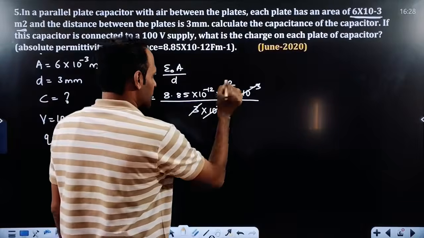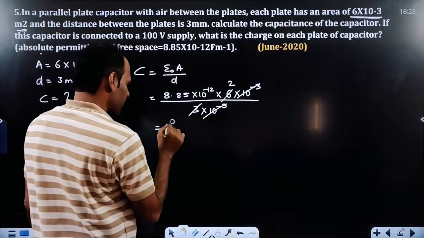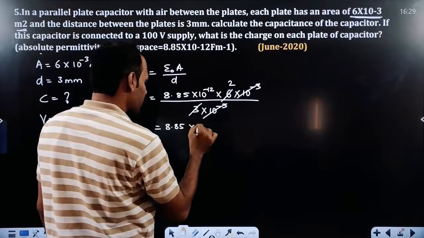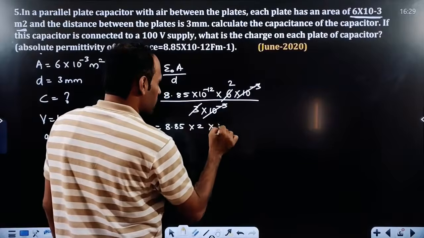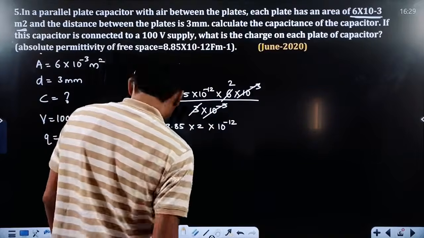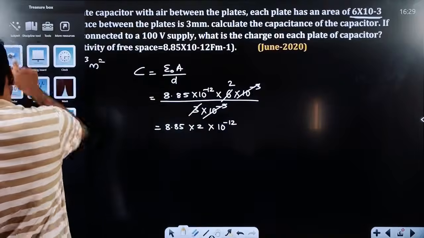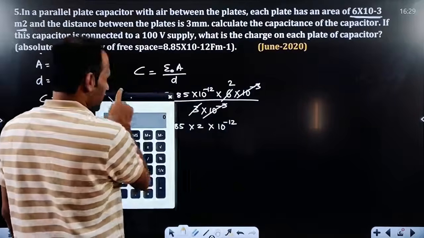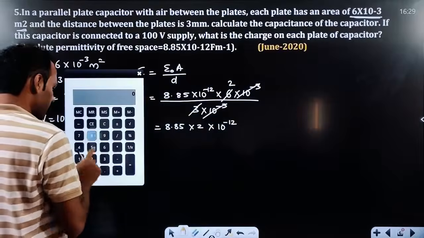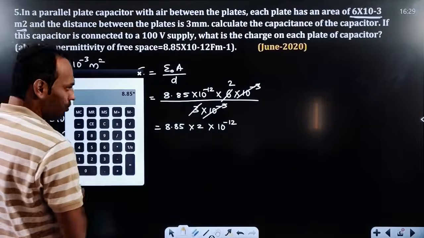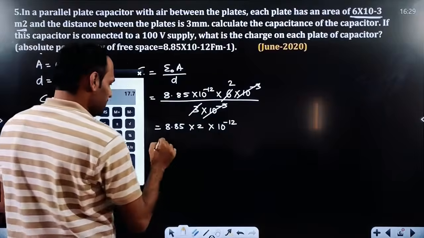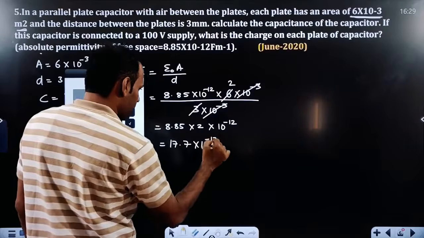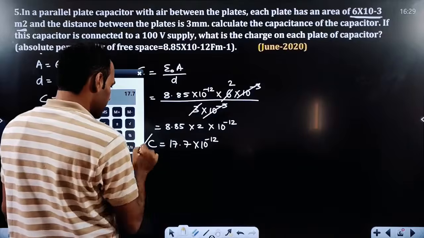3 ones are 3, 3 twos are 6. Right? So we will get 8.85, they have given only this, into 2 into 10 to the power minus 12. So we have to multiply this now. Let us multiply. 8.85 into 2 will be 17.7 into 10 to the power minus 12. Okay, this much will be the capacitance now.